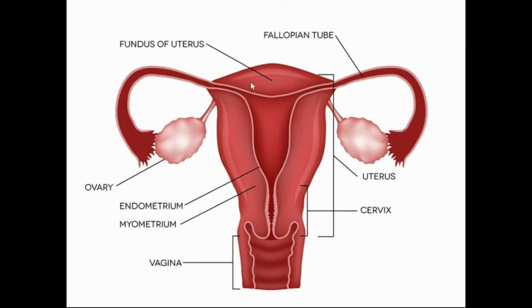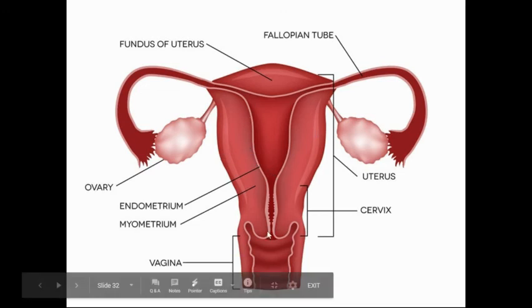Again, this top layer is the fundus. The whole thing is going to be the body. The inner layer is the endometrium. The thickness is the myometrium, and the bottom is the cervix.